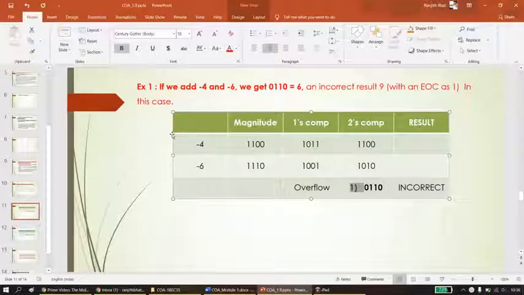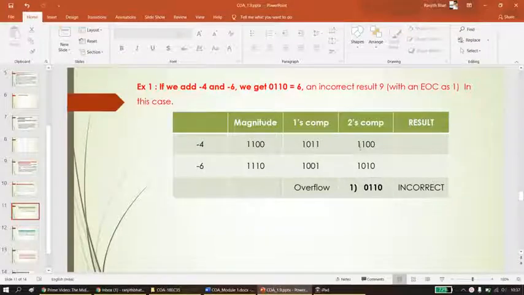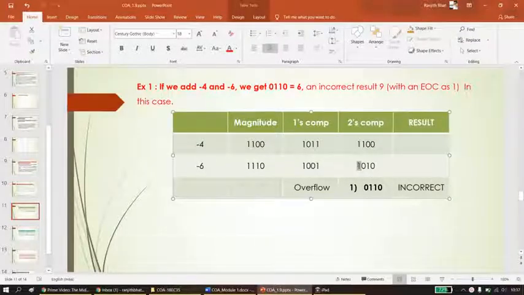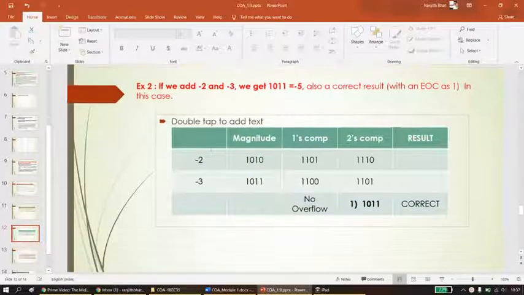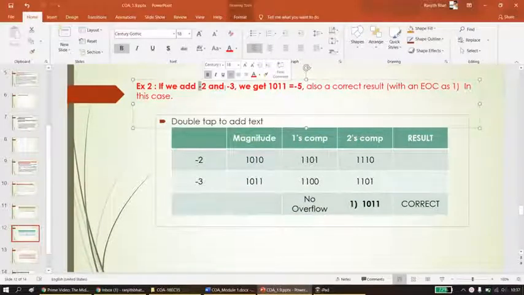In this case what we are going to get is an incorrect answer, even though we are doing a 2's complement addition, because this operand is negative, this operand is negative, and the answer is positive. So we are going to get a wrong answer. So let us consider the next one, where we have minus 2 and minus 3.